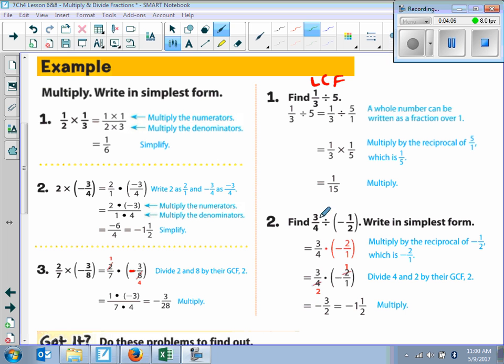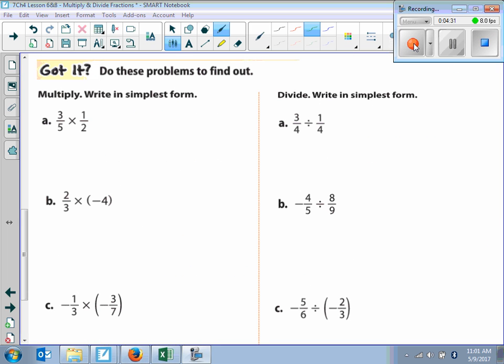For example 2, we have 3/4 divided by -1/2. Again, we're going to leave the first fraction. The division becomes multiplication. And the second fraction becomes the reciprocal. So the reciprocal of -1/2 is -2/1. And then, of course, before we multiply, if we can, we should simplify. So we end up with -3/2, which simplifies to -1 1/2.